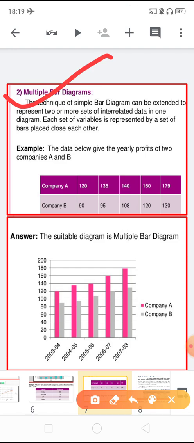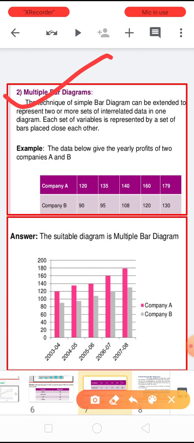So, children, this multiple bar diagram is used when we have to make comparisons between two or more variables. For example, income and expenditure, export and import for different years, marks obtained in different subjects and different classes, etc. It is also known as the compound bar diagram, and the method of preparation of multiple bar diagrams is the same as that of the simple bar diagram.